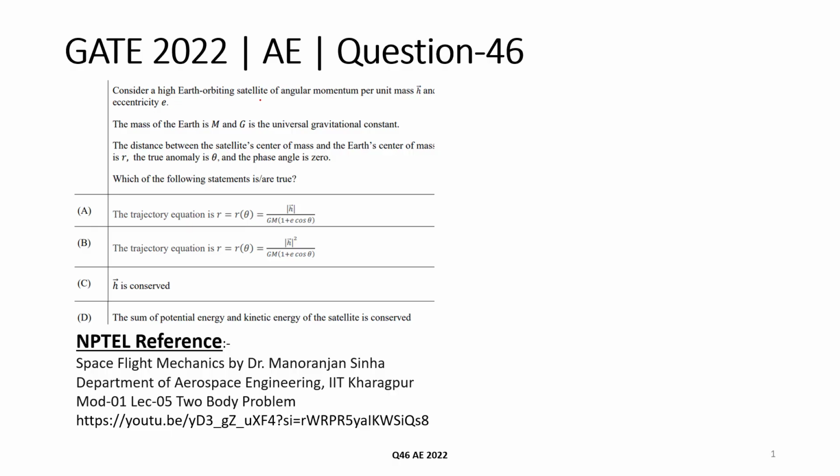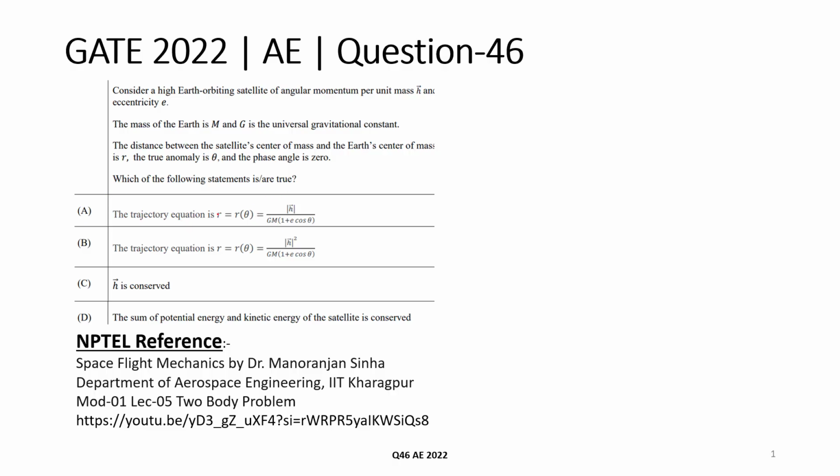Consider a high Earth orbiting satellite of angular momentum per unit mass h vector and eccentricity e. The mass of Earth is m and G is the universal constant. The distance between the satellite center of mass and Earth's center of mass is r. The true anomaly is theta. The phase angle is 0. Which of the following statements is or are true?